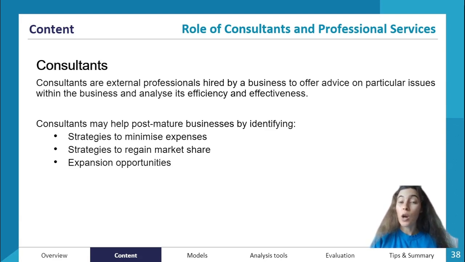So, in this post maturity stage, businesses may get consultants to help identify strategies to minimize expenses, strategies to regain market share and renew their business, expansion opportunities as well. If the business is doing better and they want to expand to continue to grow, then a consultant may help them and guide them in that process.